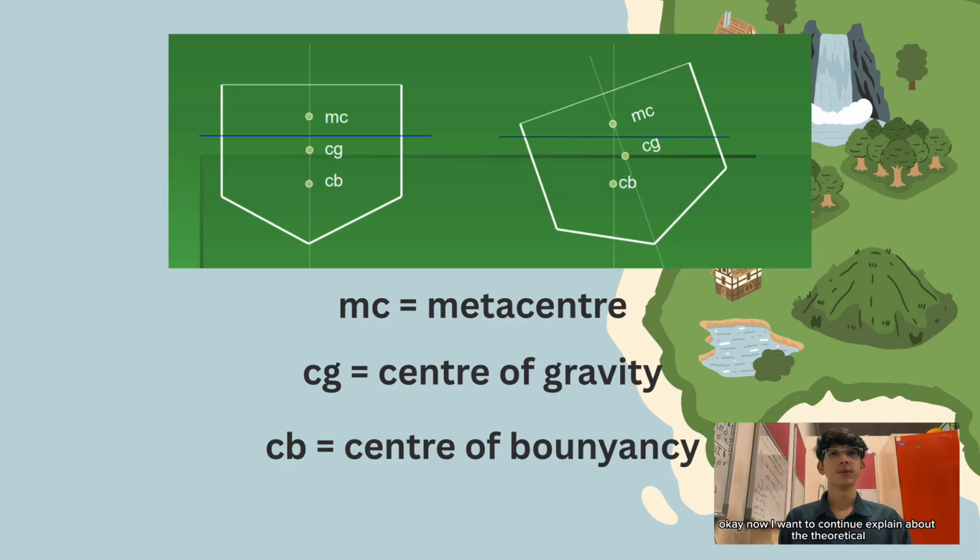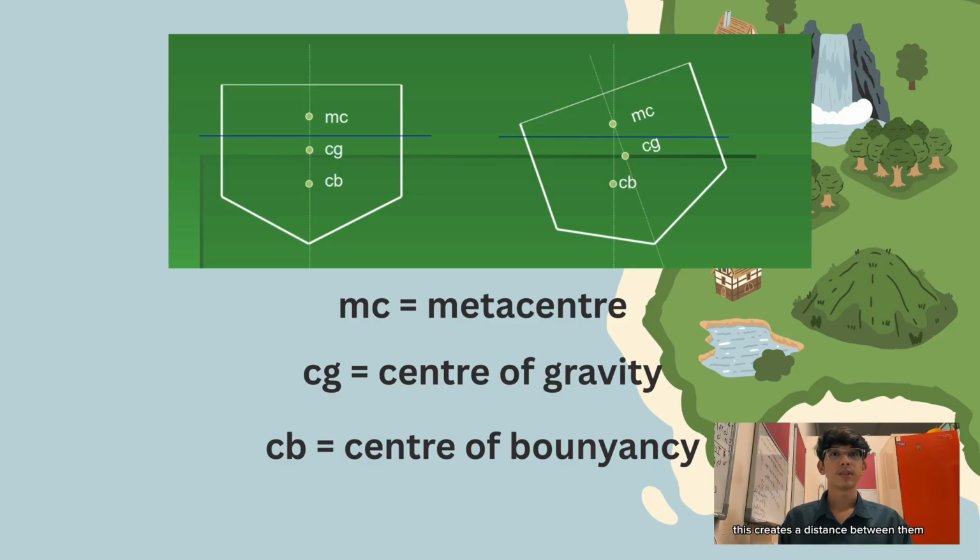Okay, now I want to continue explaining the theory. From the diagram given, on the left, the floating house is stable and upright, with the center of gravity, center of buoyancy, and metacenter all lined up vertically. This means the forces balance perfectly, so no tilting moment is created, indicating a stable condition. On the right, the house tilts due to external forces like waves or wind. When it tilts, the center of buoyancy moves sideways, while the center of gravity stays in place.